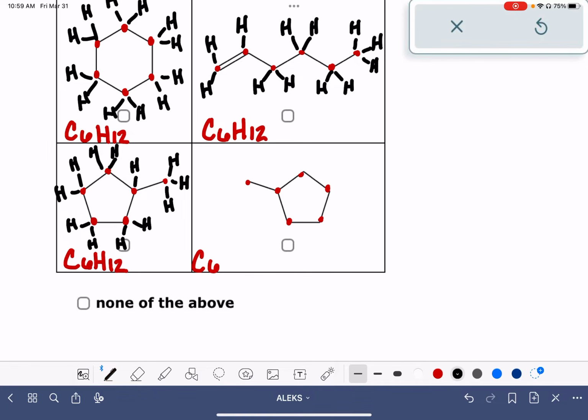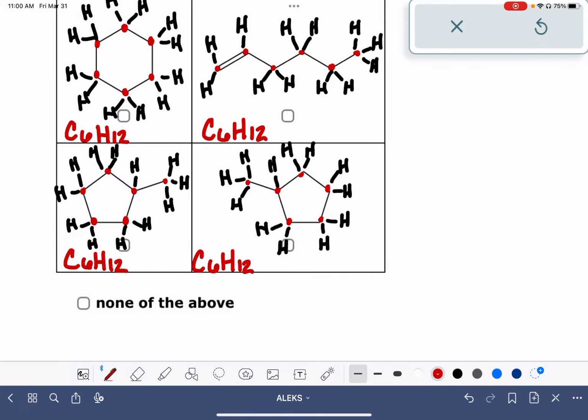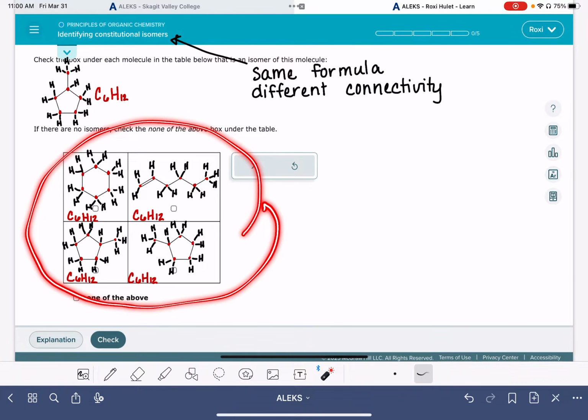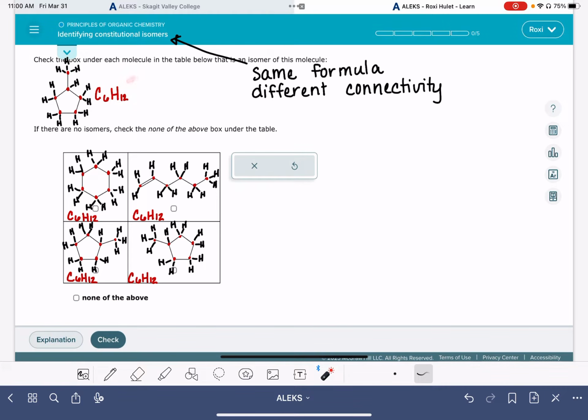So we haven't been able to eliminate any of them yet. All of the molecules in this problem, all 5 of them, have the exact same molecular formula. That means at this point, they're all possibly isomers of the provided molecule. The next thing that we need to do is check the connectivity.